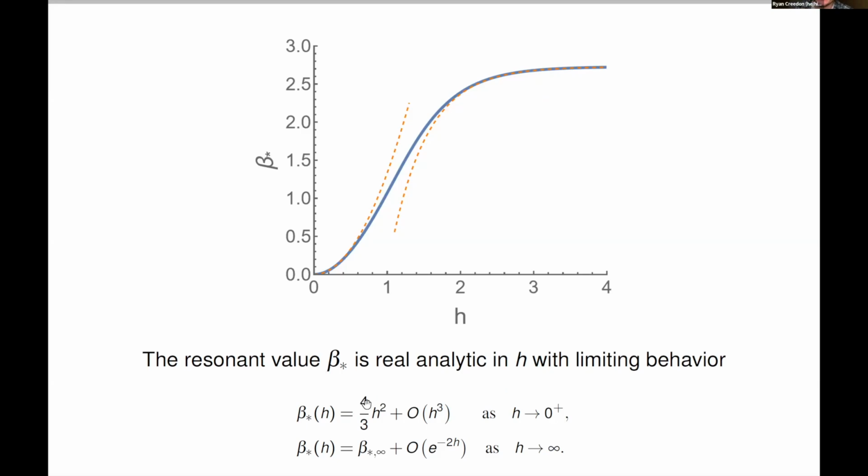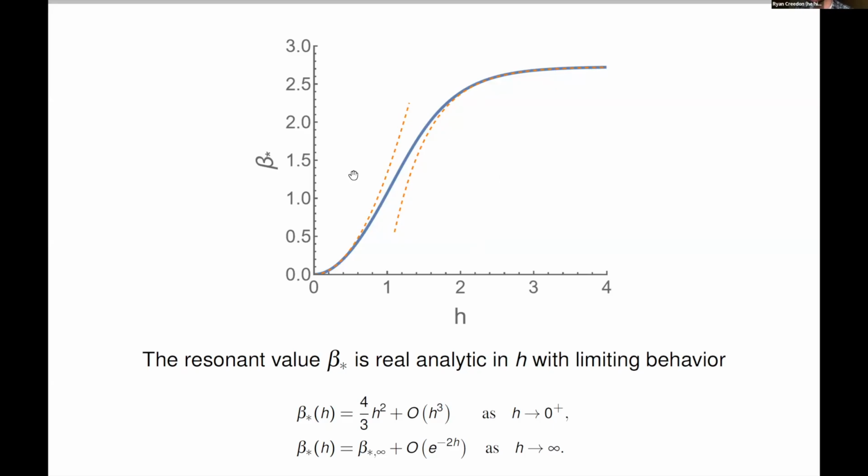In particular, as h goes to 0, beta star of h looks approximately like a quadratic. And as h goes to infinity, beta star of h looks like a decaying exponential that's getting close to a limiting value that I'm calling beta star infinity. And that beta star infinity is exactly the resonant beta value that Hui mentioned in infinite depth last week.